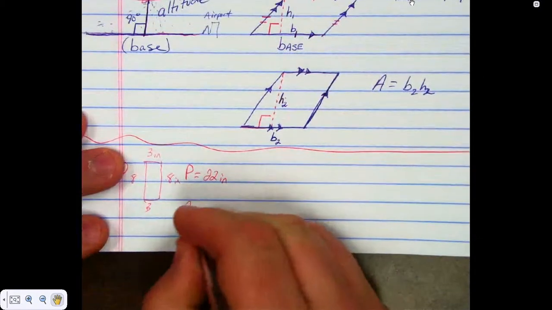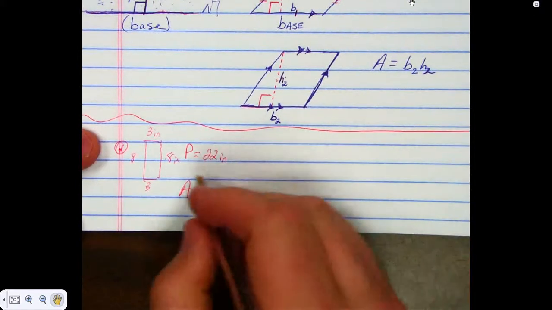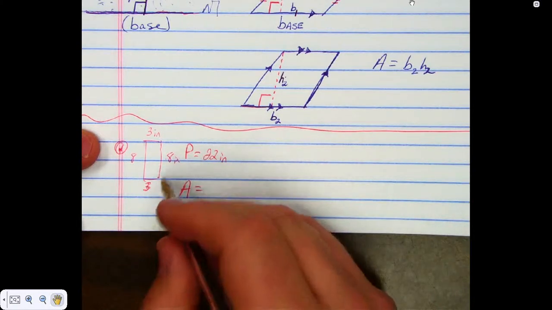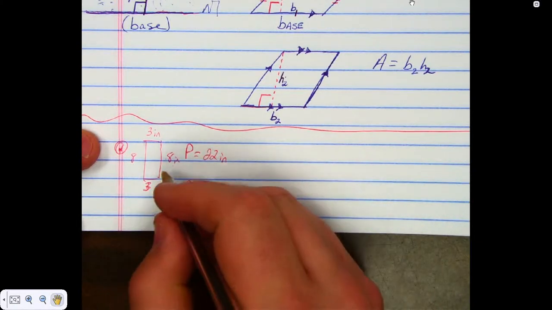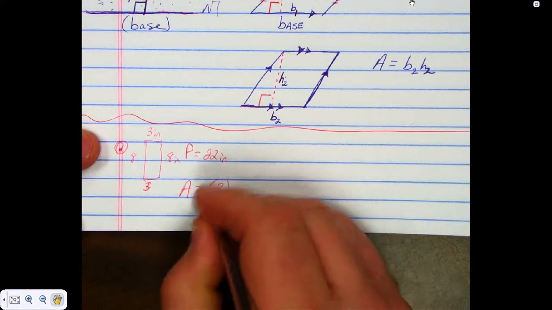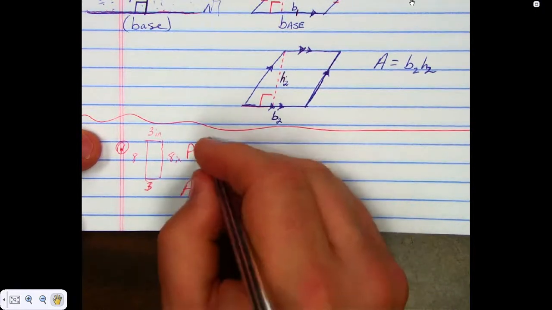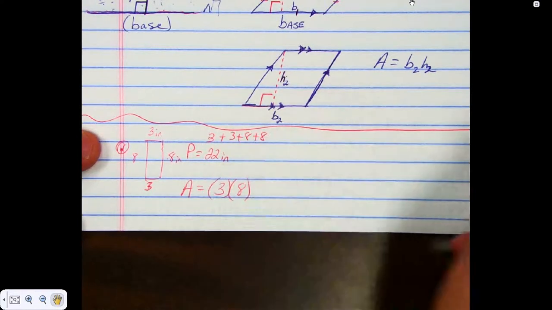What is the area? 24. What do you do for area? Length times width. It'd be 3 times what? 8. When you do your problems, I know that you can do that in your head. I know that here you could go 3 plus 3 plus 8 plus 8. I understand that.